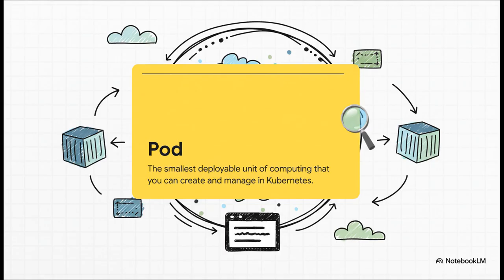Honestly, the best way to think about it is like the atom of Kubernetes. It is the smallest, most basic unit you can create and manage. You can't break it down any further. It doesn't matter if you're running a tiny little website or some massive complex system. Everything, and I mean everything, starts with a pod.